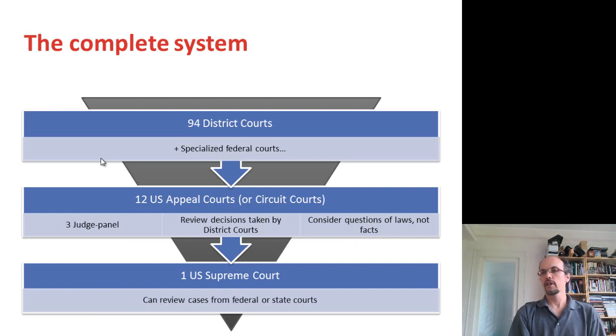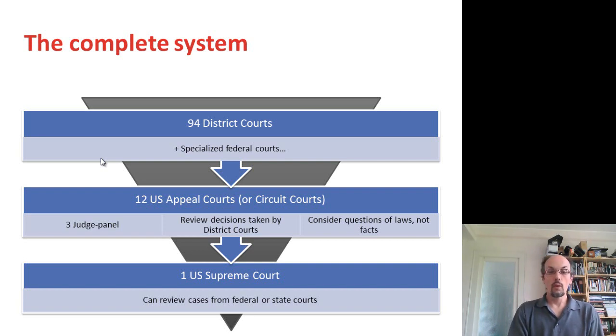How is the federal system organized? As we've seen, the Constitution creates one Supreme Court. But Congress created a complete system, and we find again the same triangle which we found in the state judicial systems. 94 district courts. These are the federal courts to which you go if you have a complaint. Then appeal courts. Appeal courts re-examine cases which have been tried in district courts. You have 3 judges and they review decisions taken by district courts.